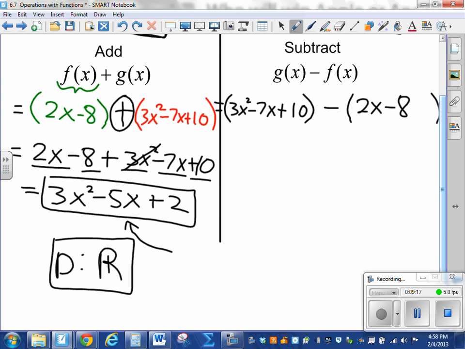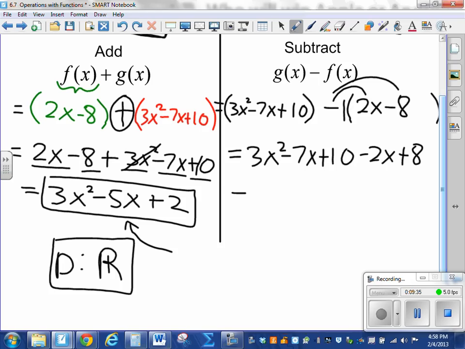My equal sign there. All right, so we got to drop the parentheses. 3x squared minus 7x plus 10. There's a negative 1 in front of there, so to get it out of the parentheses, you got to multiply. So it's a negative 2x plus an 8.